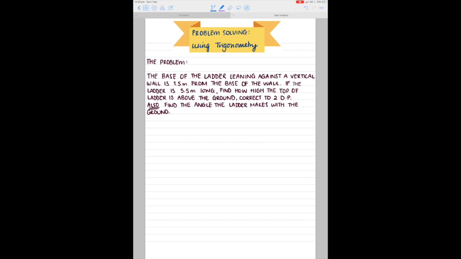The base of the ladder is leaning against a vertical wall, which is 1.5 meters from the base of the wall. If the ladder is 5.5 meters long, find how high the top of the ladder is above the ground, correct to 2 decimal places. Also, find the angle the ladder makes with the ground. This question is asking us for two things: how high the top of the ladder is above the ground, and the angle the ladder makes with the ground.